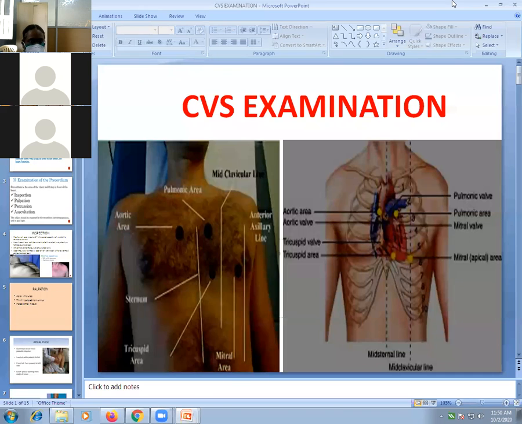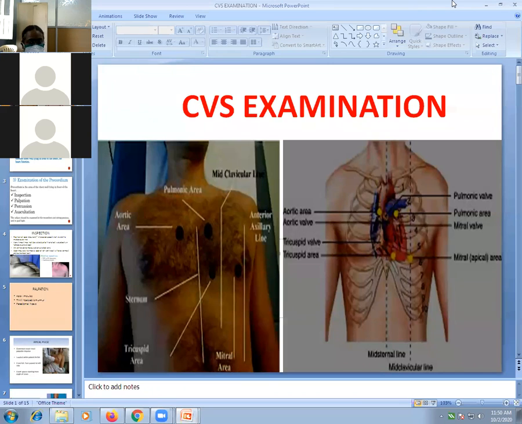Examination of cardiovascular system. Again comes inspection, palpation and auscultation except percussion. Percussion is not required in cardiovascular system unless there is pericardial effusion. Pericardial effusion means it is the collection of fluid in pericardial cavity which is present around your heart.